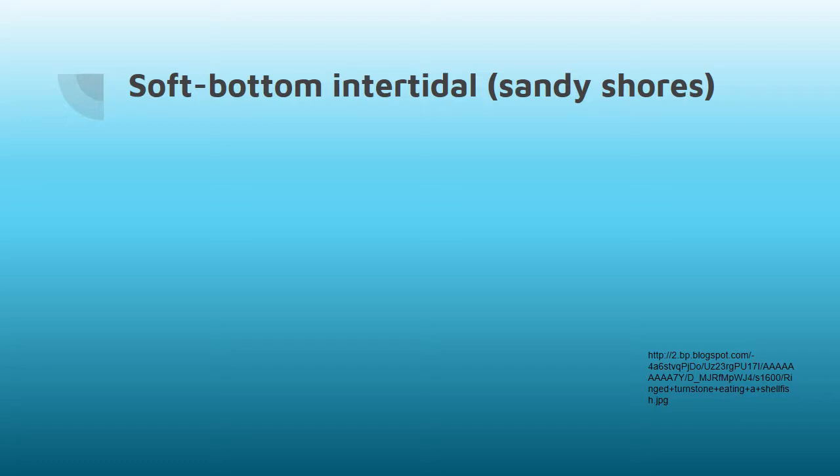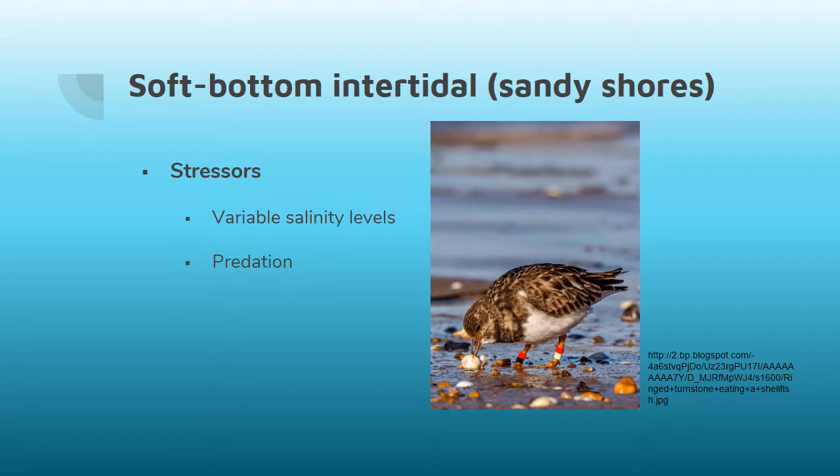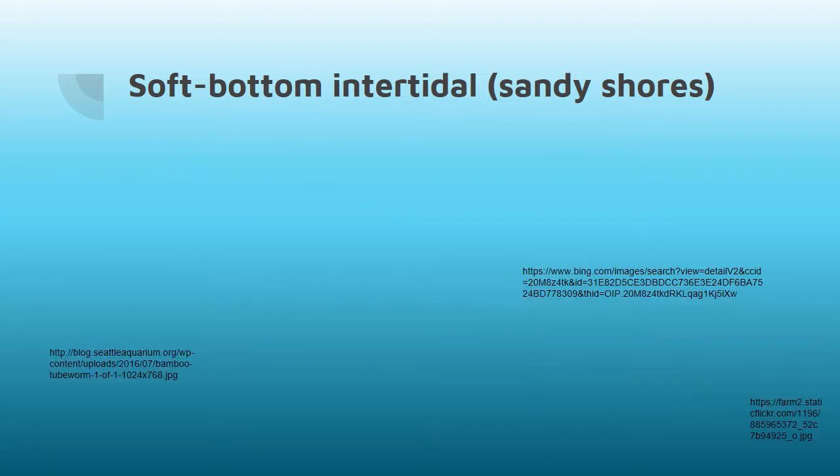So let's start with the soft bottom intertidal, the sandy shores. What are some of the main stressors? Well, we have variable salinity levels, we have predation, and this is a picture of a bird predating on a clam because the water is so far away and the clam is more exposed to that predation than before. There's also air exposure, there's wave action.